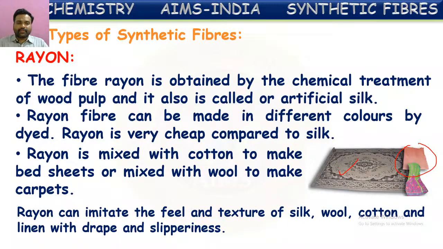Rayon can imitate the feel and texture of silk, wool, cotton, linen, the drape and slipperiness. So it can replace many of the naturally occurring fibers like silk, wool, cotton because of its smooth and slippery nature. And this smooth texture is replacing all these naturally occurring fibers.